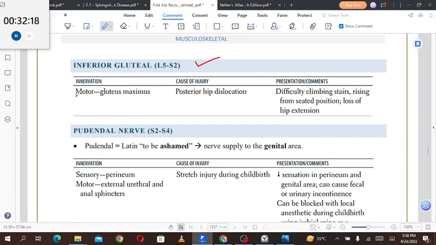Inferior gluteal nerve is a motor nerve to the gluteus maximus. The injury is seen in posterior hip dislocation, and presentation is difficulty climbing stairs, arising from a seated position, and loss of hip extension.